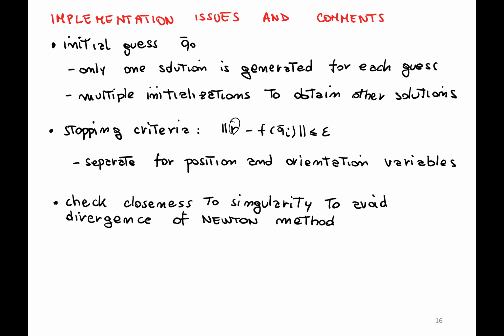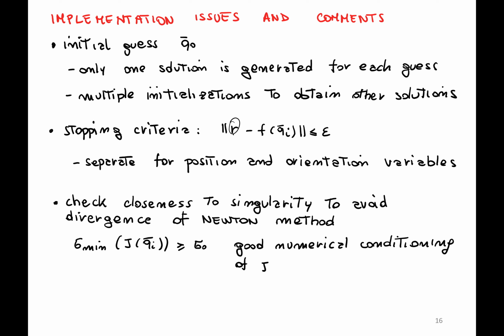And you also need to check how close you are to the singularity to avoid the divergence of Newton's method. We will see later what a singularity means in the next slides. And checking the singularity in general means ensuring a good numerical conditioning of the matrix J. In a generic case, for example where J is rectangular, this means having a minimum singular value that is bigger than a certain threshold.